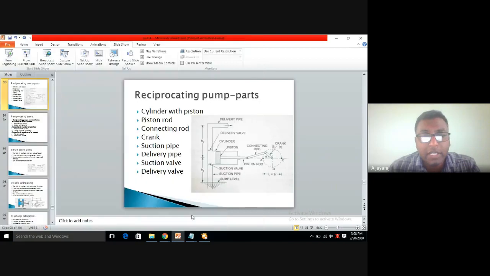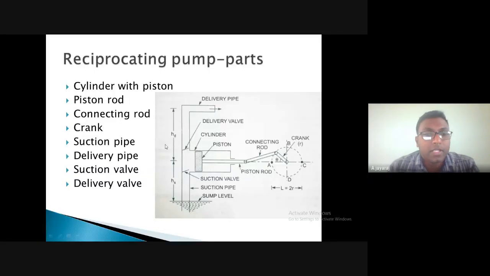So we say single acting reciprocating pump because the piston is in contact with the liquid on only one side. Here in this block diagram, we are able to see the piston cylinder arrangement with a connecting rod attached to a crank. When this crank revolves, the complete rotation consists of 360 degrees, that is ABCD.